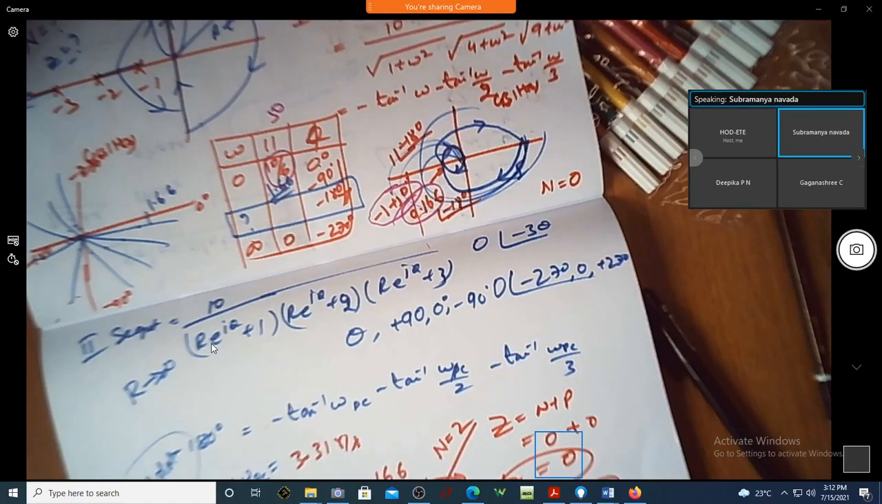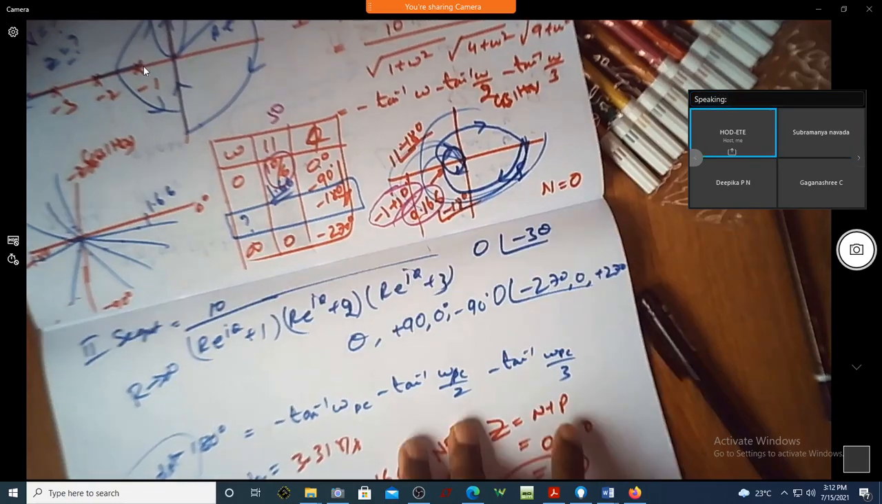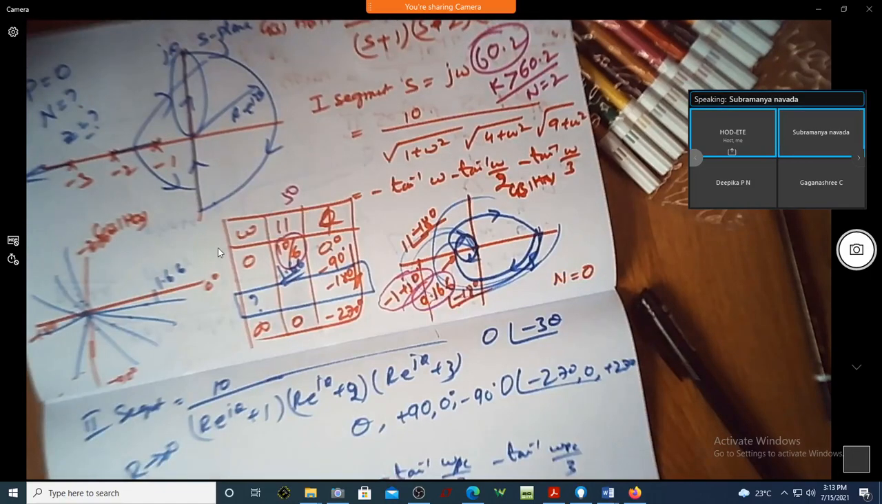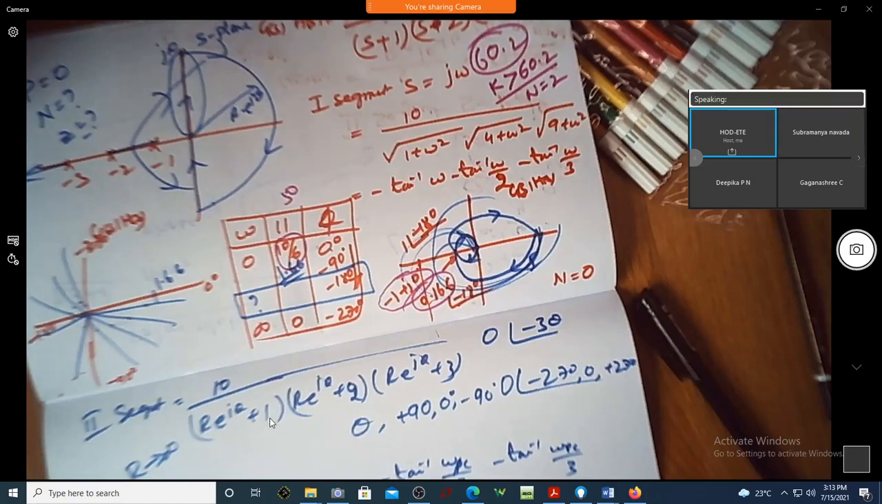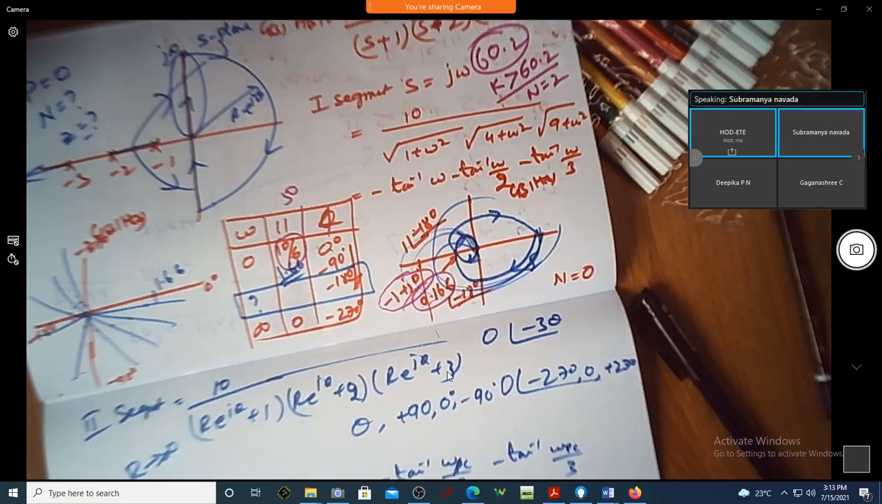Suppose you assume that this R is tending to infinity. Why is R tending to infinity? Because this has an infinite radius, correct? Yes, sir. Because it has to cover the entire right hand side. Suppose you apply the limit of R tending to infinity, it is like infinity plus 1, infinity plus 2, infinity plus 3. Can I neglect the 1, 2, 3 here? We can neglect, sir. So it becomes R cube into e^(j3θ).